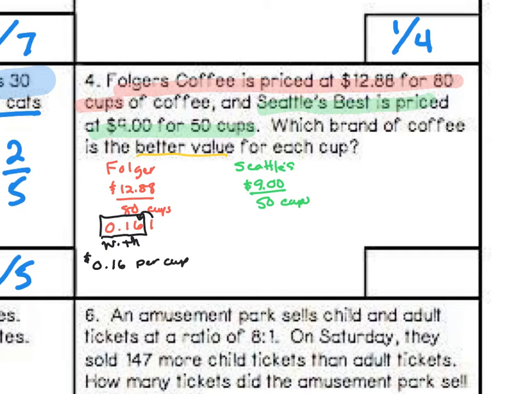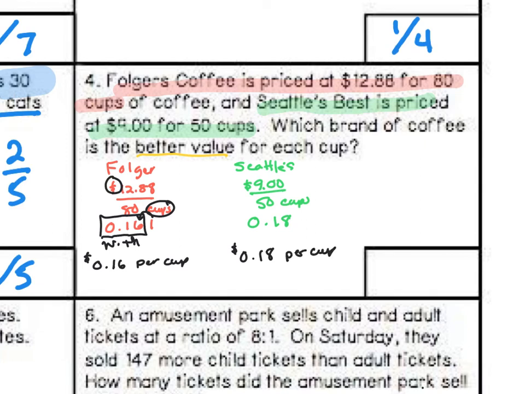So when we do this, we start with what we're given on top compared to what we're given on bottom. So the unit price is 16 cents per cup. If we look at Seattle's Best, if we took $9 divided by 50 cups, we get an answer of 0.18, or 0 and 18 hundredths, which is money, and money would be $0.18, and again, we're finding that per cup.